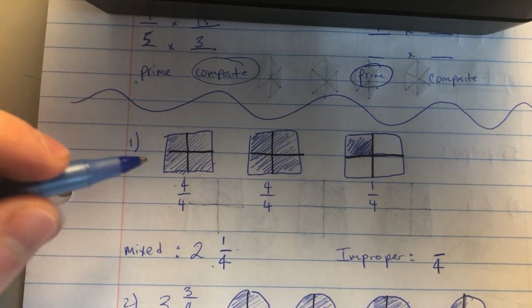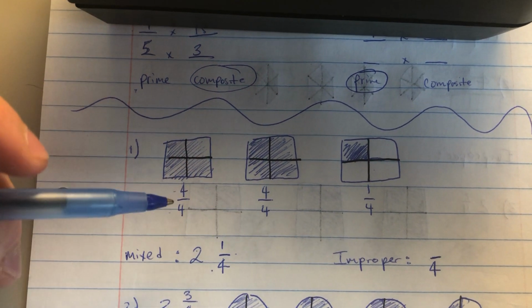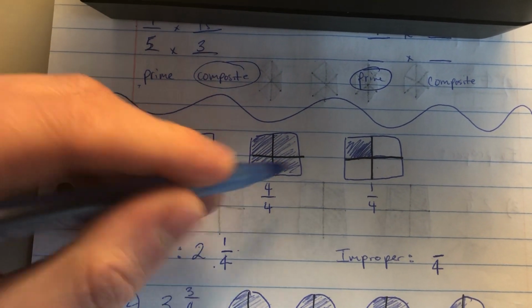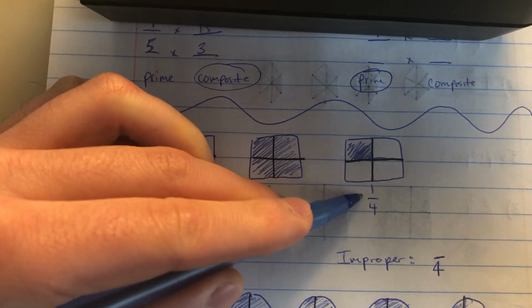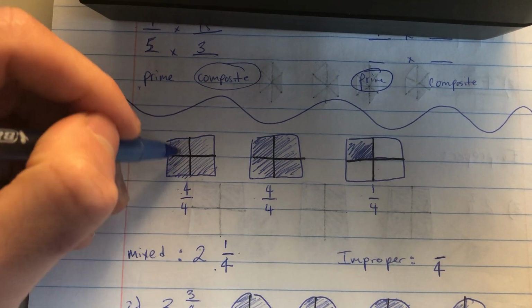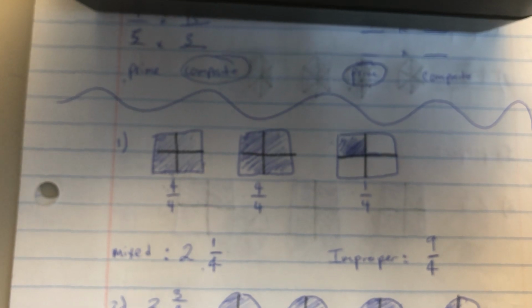Now all I have to do is add on to this fraction or repeat it for as many times as I have 1 whole. And I'm just going to add these pieces together, 4 plus 4 plus 1, to get my numerator. Well, 1, 2, 3, 4, 5, 6, 7, 8, 9. 9/4 is my improper fraction.